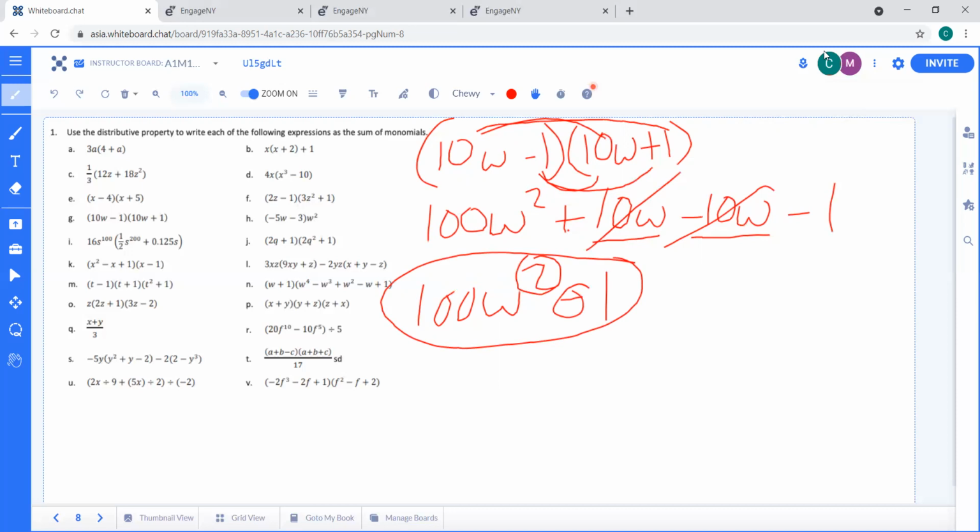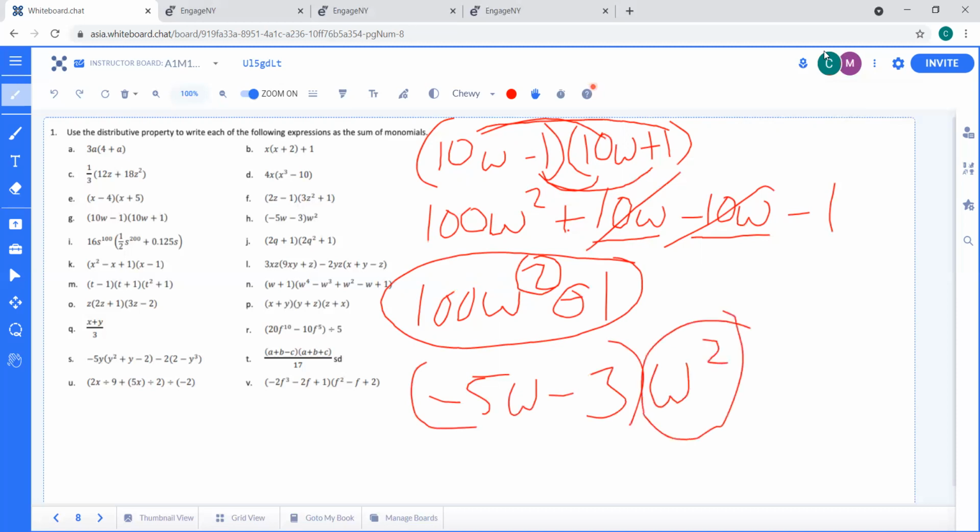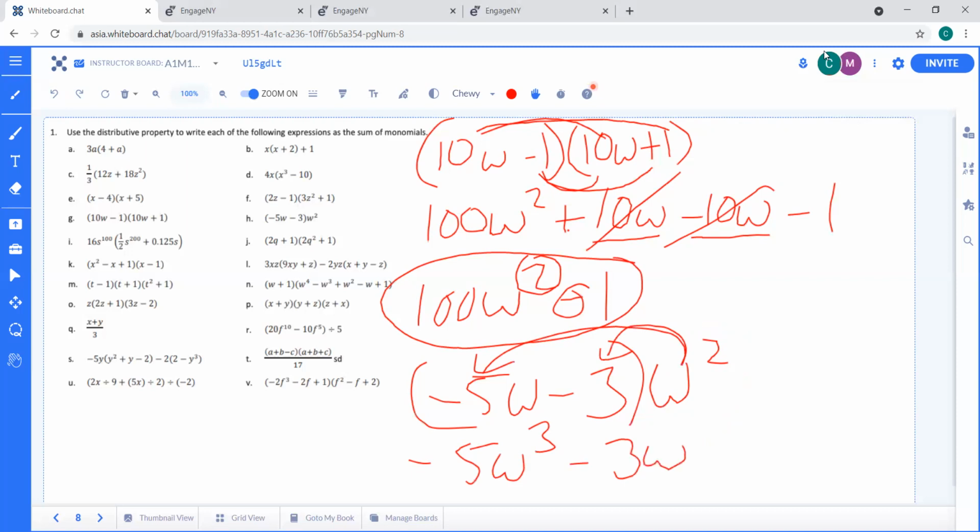Okay, the next one we'll do is negative 5W minus 3 times W squared. Now, I don't like having the W squared on this side. That's not common. That's just a weird way of doing it, but it works the same way. You're still going to do it times both terms. So W squared times negative 5W would be negative 5W cubed, and negative 3 times W squared is going to be negative 3W squared.